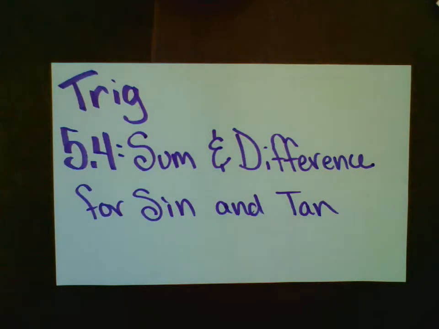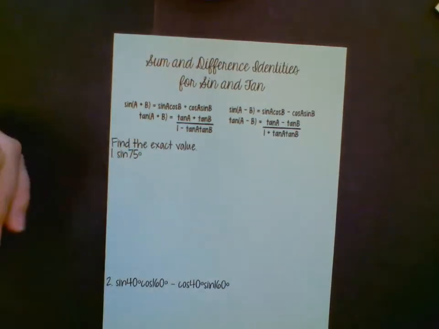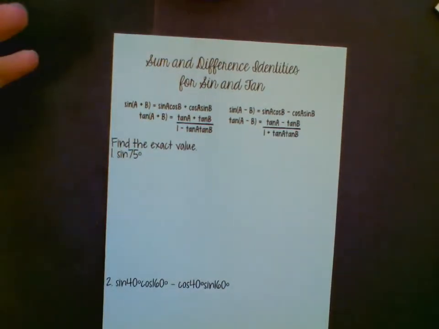Hey guys, so this is the lesson for 5.4, and in this lesson we're doing the sum and difference identities for sine and tangent this time. So it's pretty much just like what we did in the last lesson, but we're using sine and tangent.